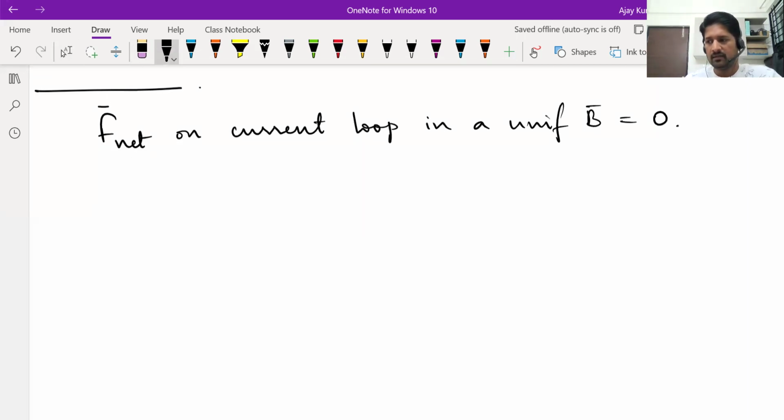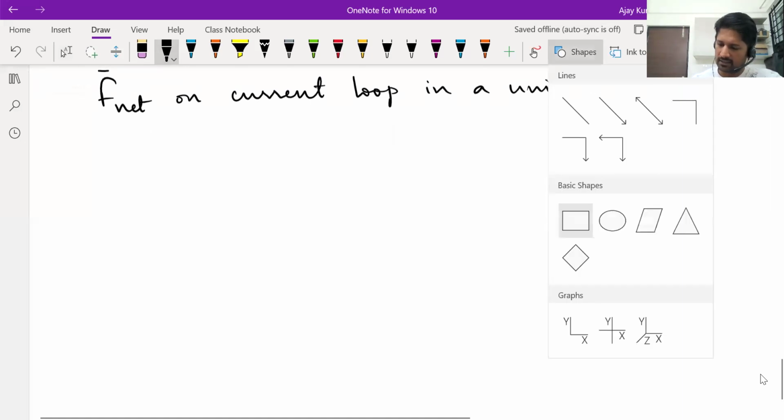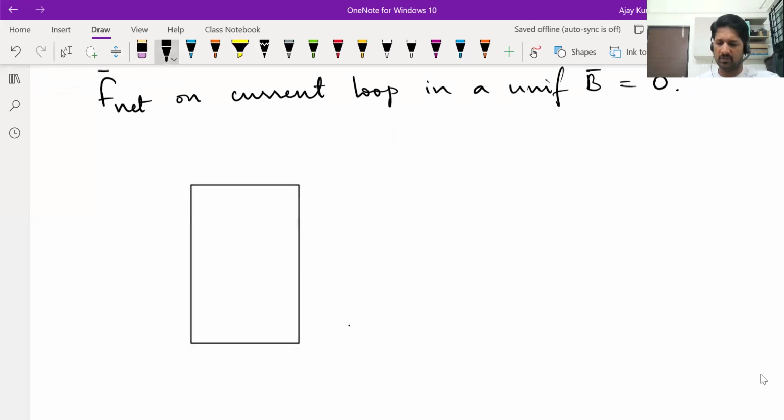Just like an electric dipole placed in an electric field can experience a torque, a magnetic dipole placed in a magnetic field can also experience a torque. And it has very important applications in engineering, science. So let us discuss the basics of it. For convenience, let's consider a rectangular loop like this. Assume the loop is in the plane of your screen. Let's say a current I flows in it.